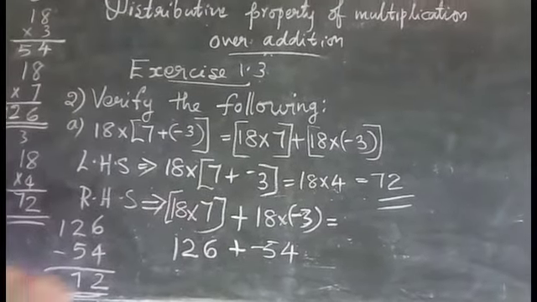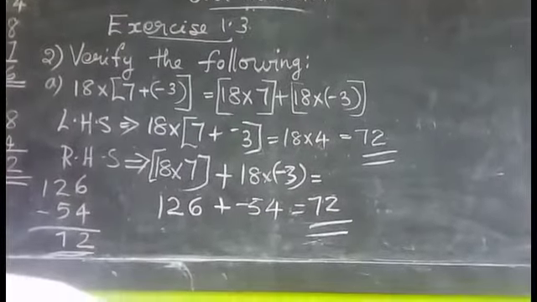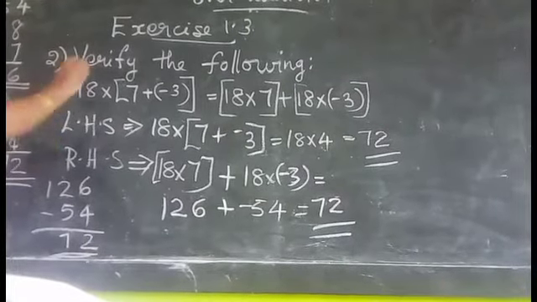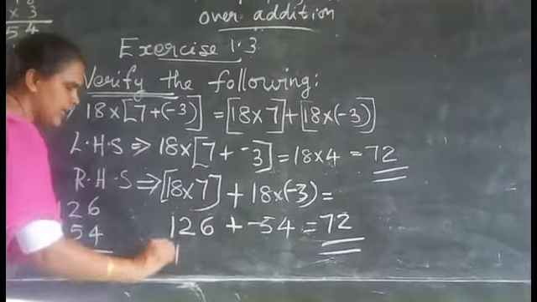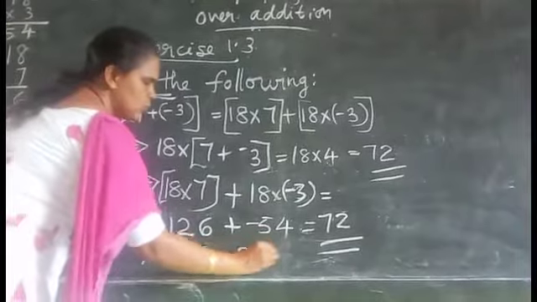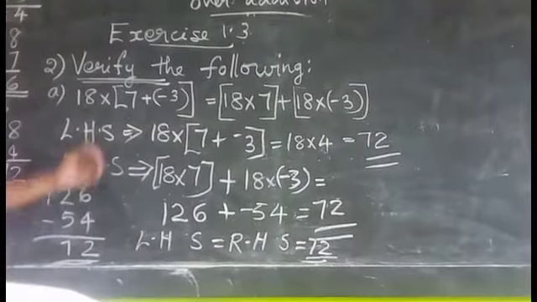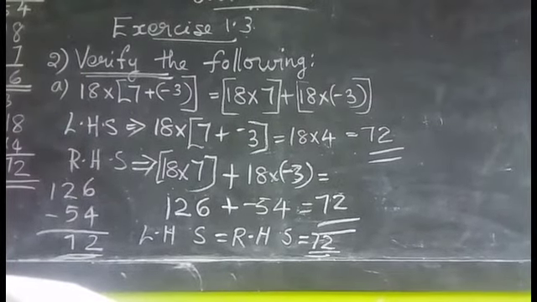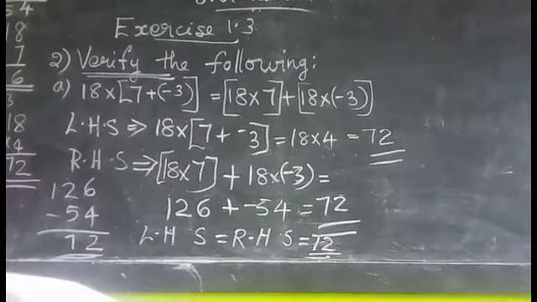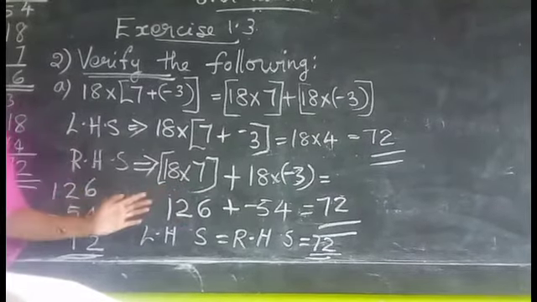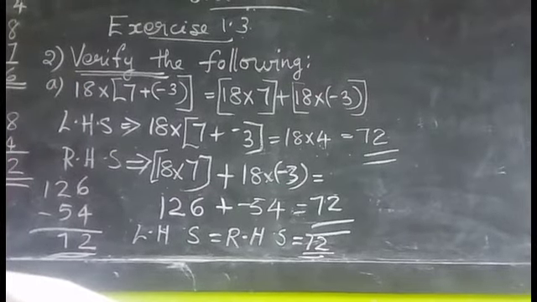The answer is 72. So here also we get the values LHS and RHS are equal. LHS and RHS are equal to 72, so the equation is verified. Here we get the distributive property of multiplication over addition. This is also an example for the distributive property of multiplication over addition. So we get the same values on both sides. That means a into (b plus c) is equal to a into b plus a into c.